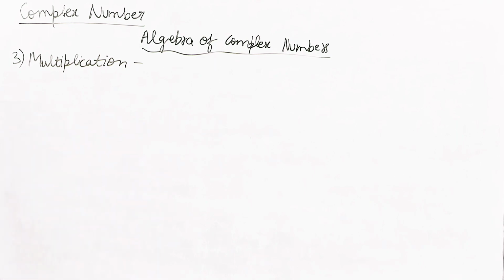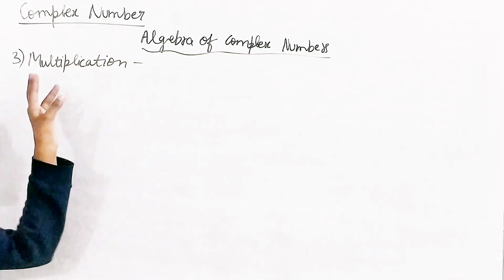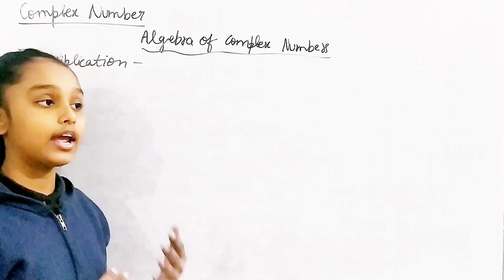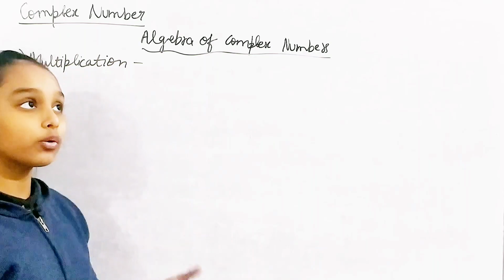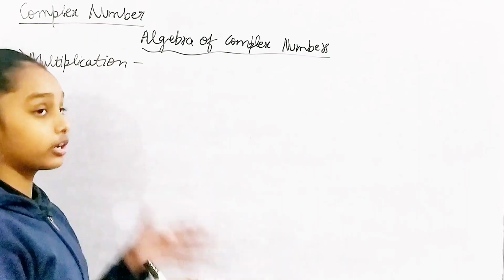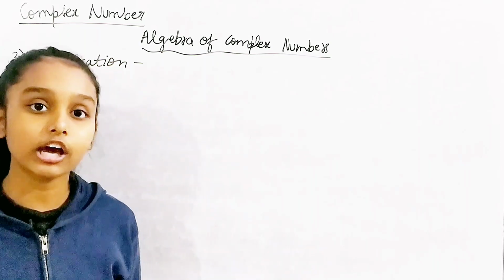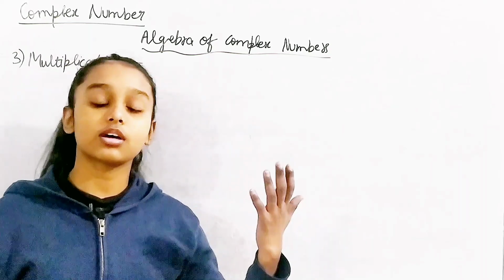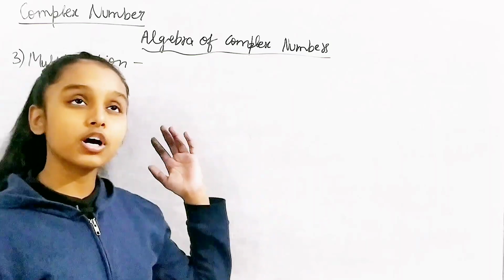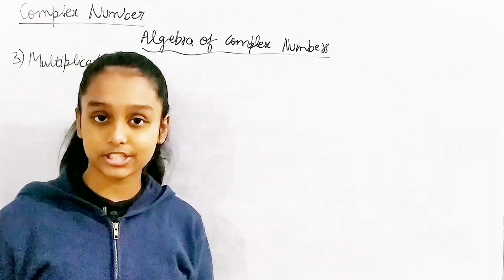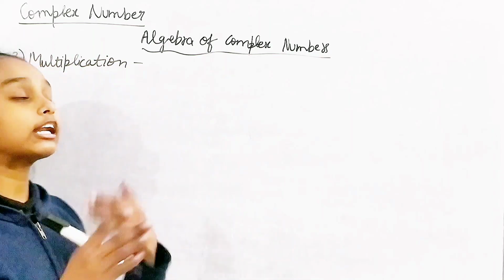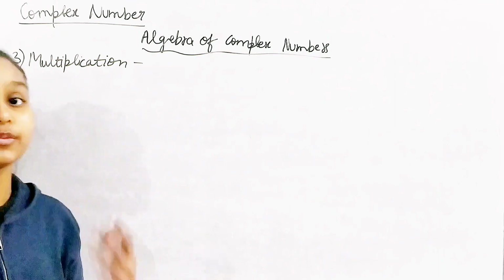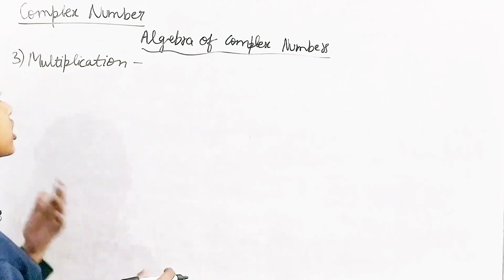So multiplication is where we're given two complex numbers and we're just multiplying them, and then seeing what we get as the product, the final answer. In multiplication, we're also going to discuss a few of its properties. But before that, let's focus on its definition. So what is multiplication of complex numbers all about, and what are we going to do in it?